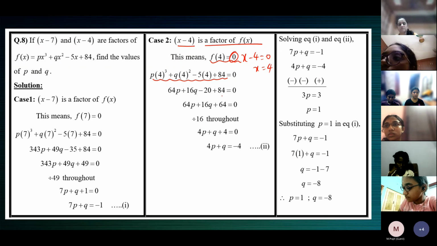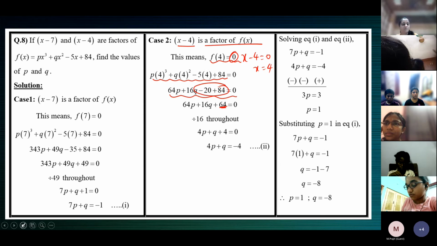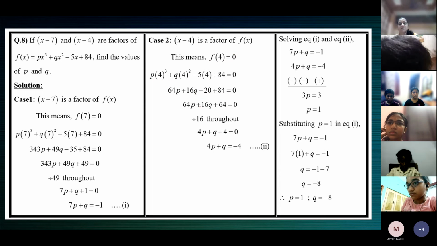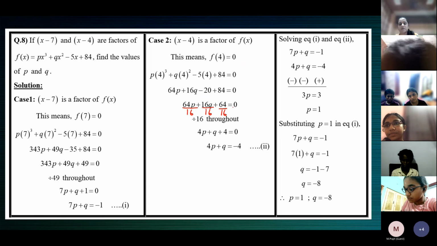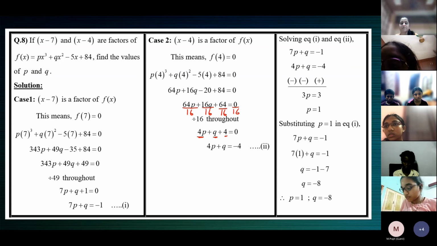And then you know how to get this. These two are numbers. That works to 64. And between all the three terms, 16 is common. So divide every term by 16. That will give you 4p plus q plus 4. 64 by 16 is 4. 0 by 16 is 0.